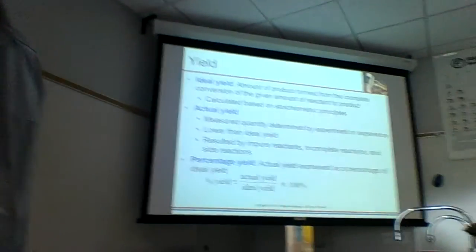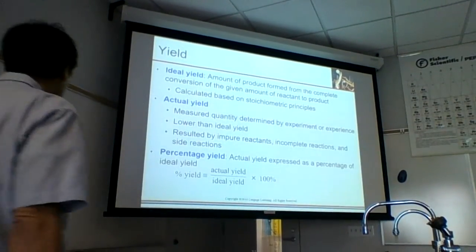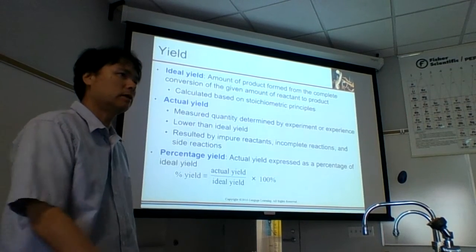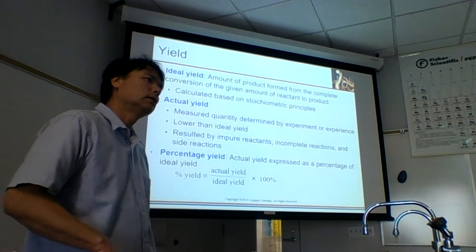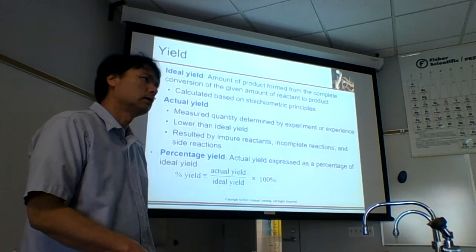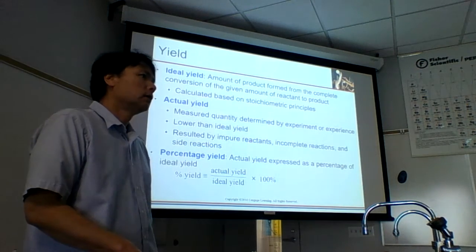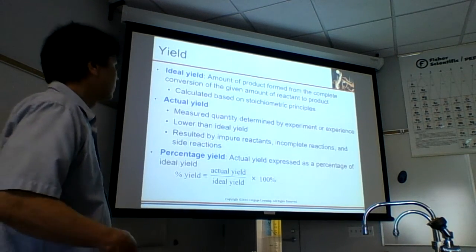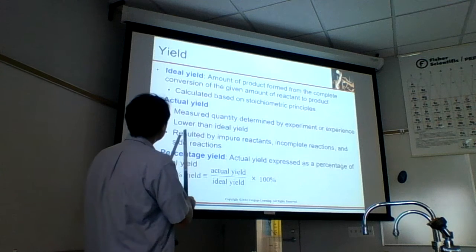All right, I went a little bit out of order. I wanted to talk about the theoretical yield. What was the theoretical yield? Theoretical yield is the most amount of possible reaction. Yeah, the most amount of possible reaction is it.